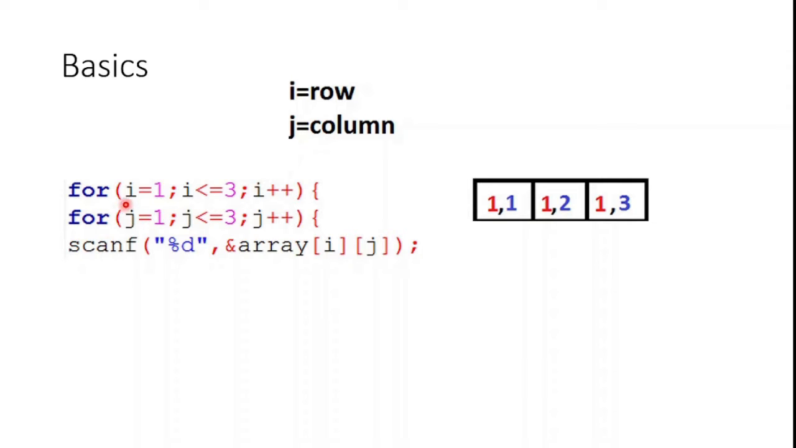Now, we can see that I is defined to be 1 and I is equal or less than 3, which means this is true because we know that 1 is less than 3. So it will go down below to this nested for loop. Now J is 1 and J is equal or less than 3. So this condition is also true.